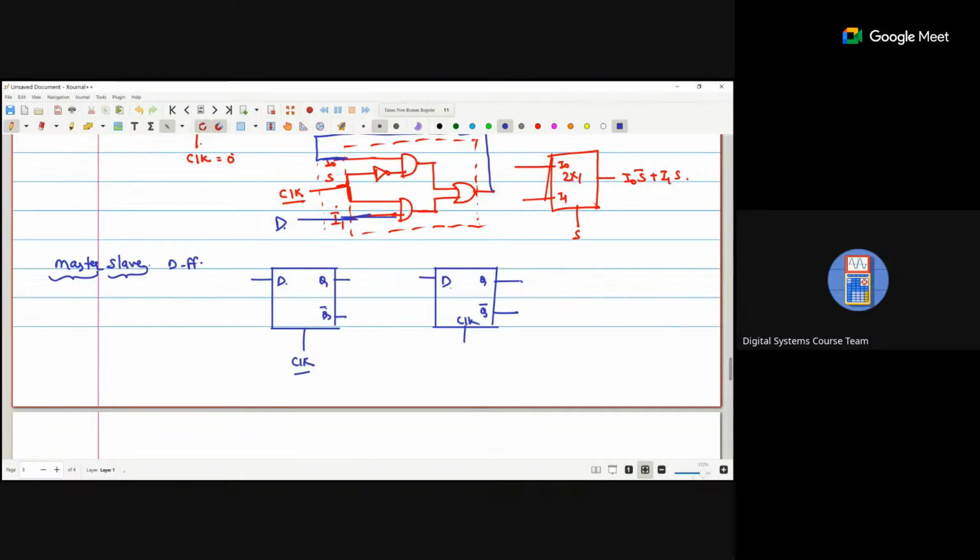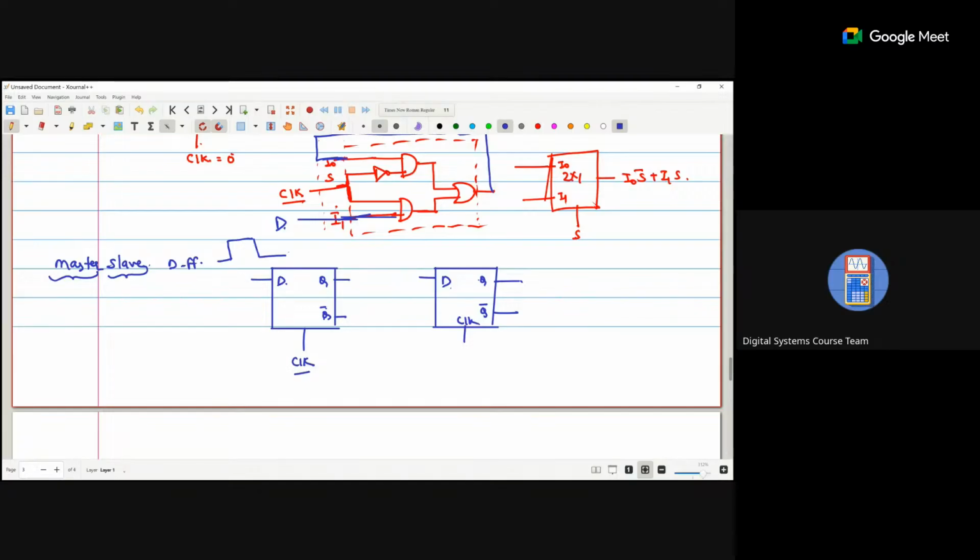So what can we do if we want both flip flops to work in the same clock pulse? We require that one flip flop will work on the positive level and one flip flop will work on the negative level. So that means we are getting the output after every clock pulse.